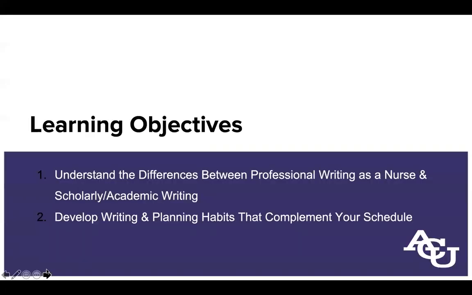With that, let's talk about our main objectives for this evening. Our two learning objectives. We want to understand the differences between the professional writing that you do on the job as a nurse and the scholarly or academic writing that you'll be doing as a student in our programs here at ACU. And then we'll also talk about how to develop writing and planning habits that complement your schedule.